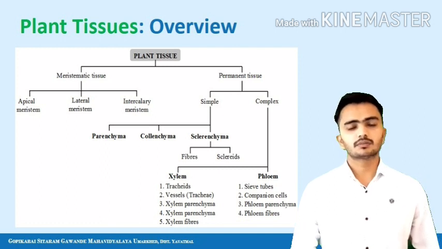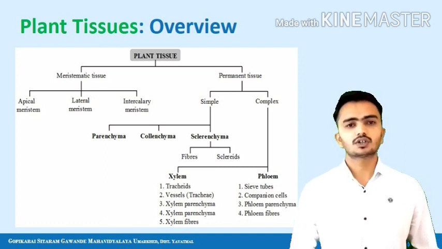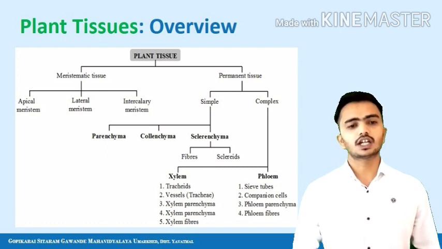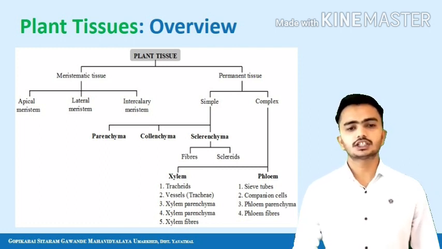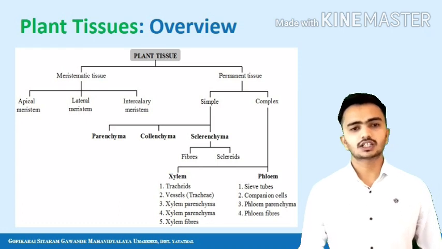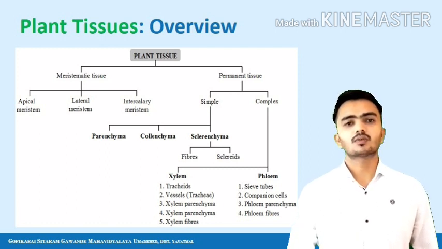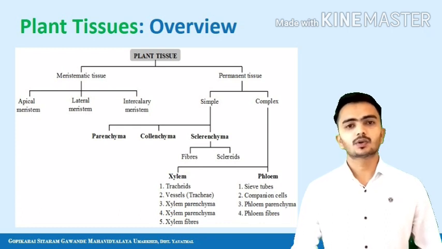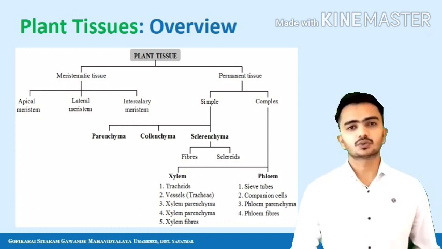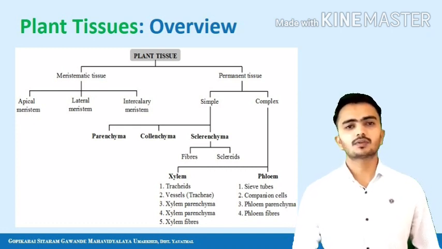So the meristematic tissue is again of three types based on the position in a plant body, that is apical meristem, lateral meristem and intercalary meristem. Then the permanent tissue is again of two types, simple and complex. The simple permanent tissue again has three types known as parenchyma, collenchyma and sclerenchyma. Then the complex tissue is again of two types, xylem and phloem. We all know that xylem is a water conducting tissue found in a plant and phloem is food and mineral conducting tissue. So both xylem and phloem make a conducting system of our plants.